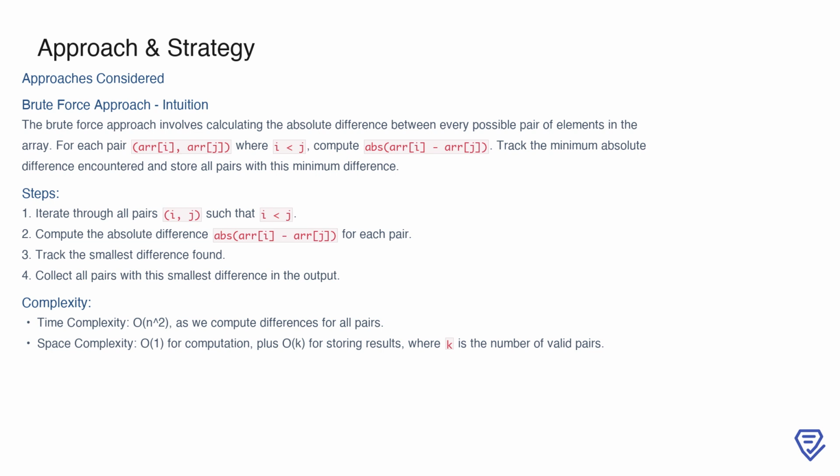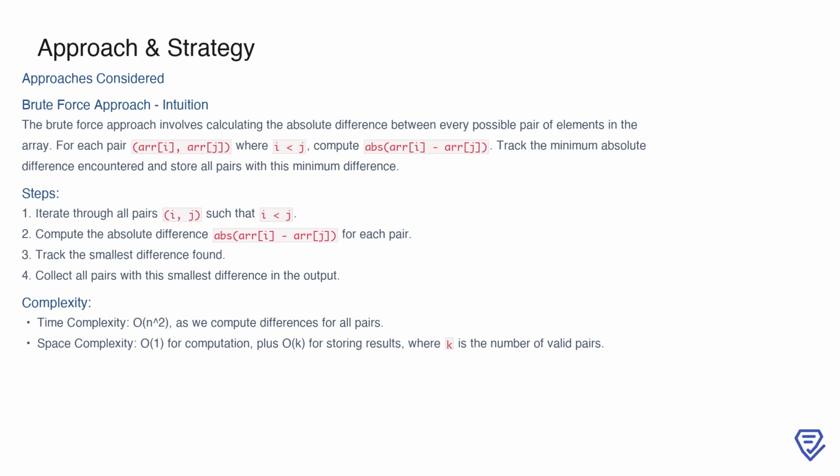The idea here is to calculate the absolute difference between every possible pair of elements in the array. For each pair, we compute the absolute difference and keep track of the smallest difference we encounter. Once we know the minimum absolute difference, we collect all pairs of elements that have this same difference. The process involves iterating through all possible pairs, calculating the difference for each pair, and updating our results accordingly. However, this method requires two nested loops to go through all pairs, resulting in a time complexity of O(n squared).